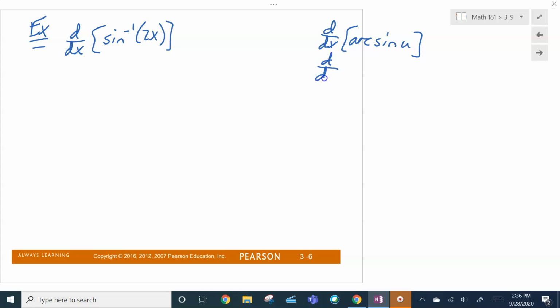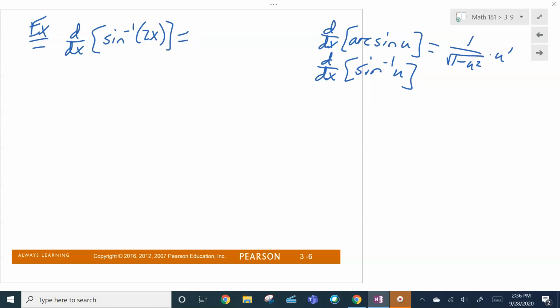Or same thing as the derivative, right? These are the same thing of u. So I flick back and I say, oh, it's 1 over the square root of 1 minus u squared times u prime, du dx times u prime. So chain rule on that.